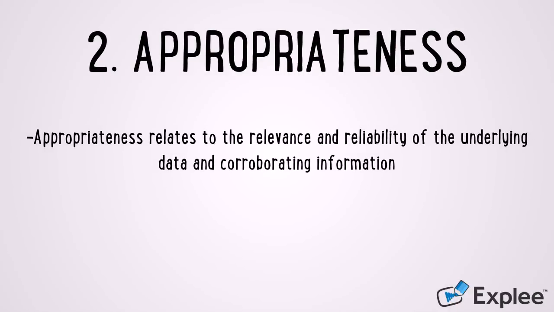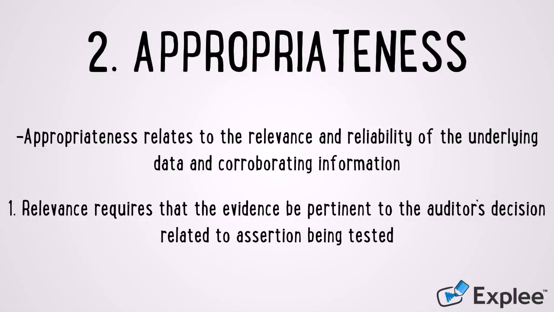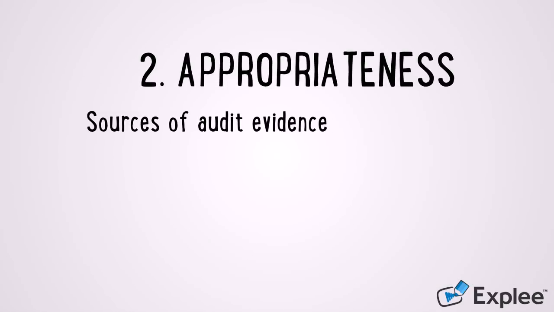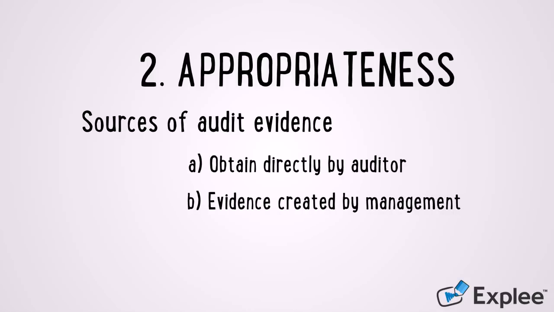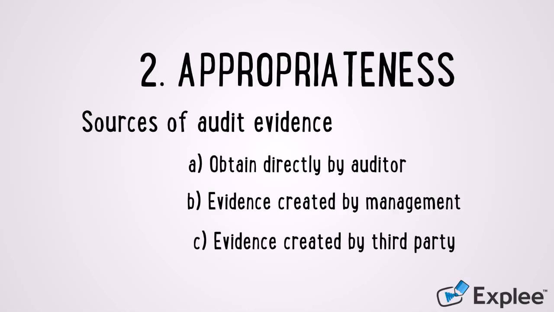Appropriateness. It relates to the relevance and reliability of the underlying data and corroborating information. Relevance requires that the evidence be pertinent to the auditor's decision related to the assertion being tested. Reliability of evidence is influenced by its source and by its nature. Sources of audit evidence. Firstly, obtained directly by the auditor. Secondly, evidence created by management. Thirdly, evidence created by a third party.